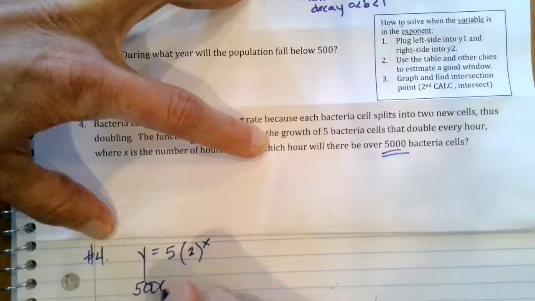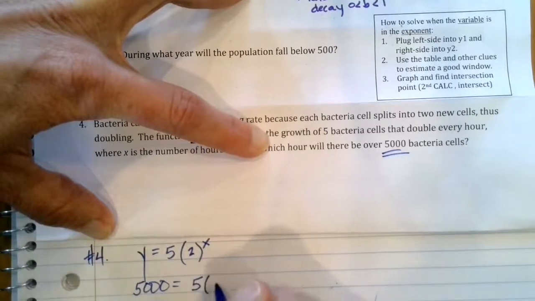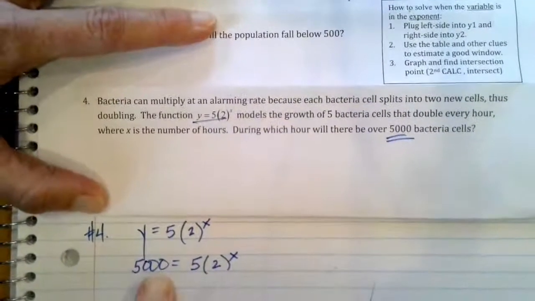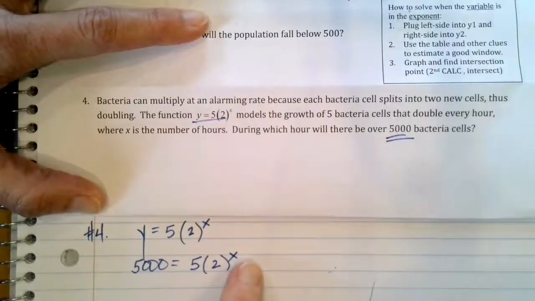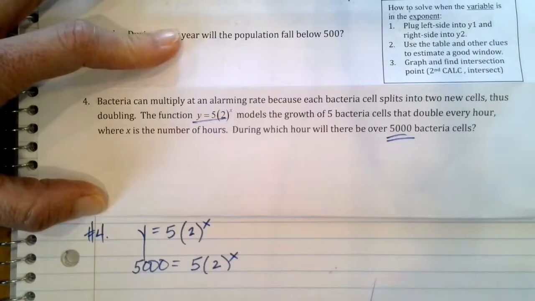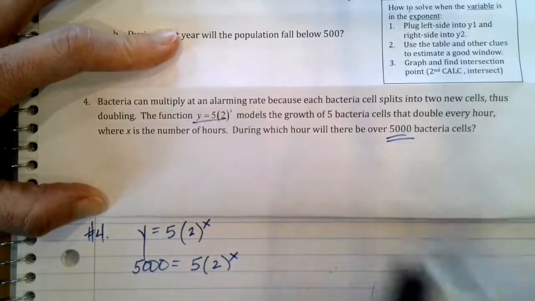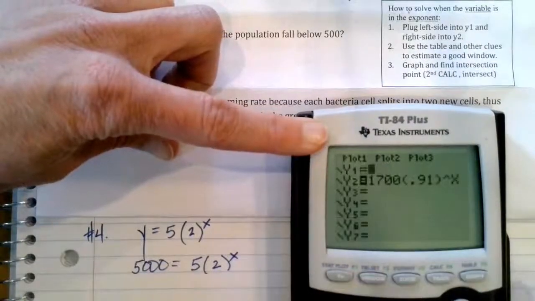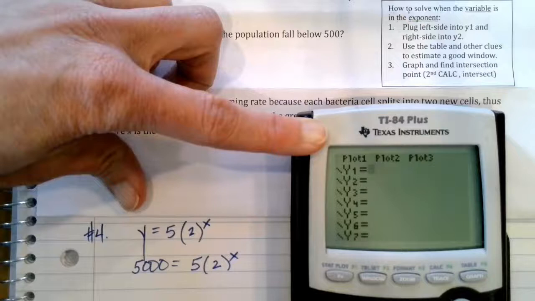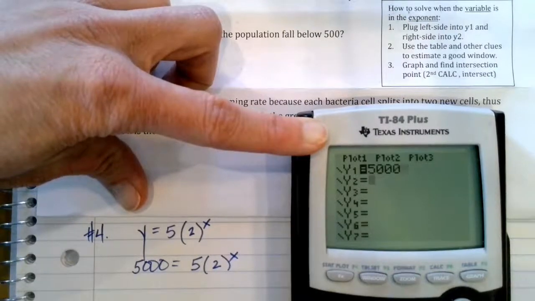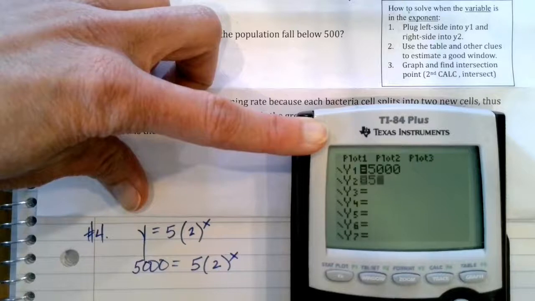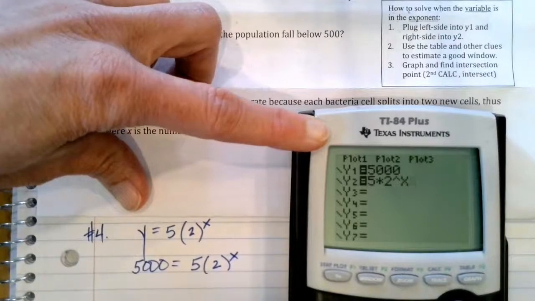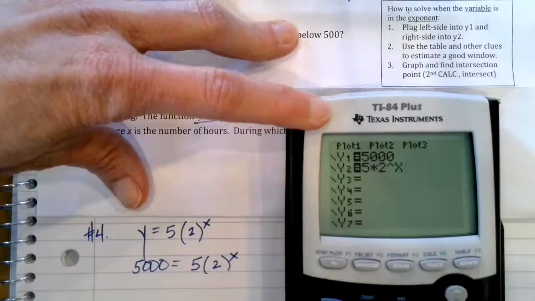That is another situation where I have my output, but I'm looking for and solving for X. So this is definitely tricky. So I'm going to go to my graphing calculator and enter my 2 equations. Remember, we're going to look at the left side and the right side, and that's what's going to help us know. I'm looking for 5,000 bacteria cells, and my equation is 5 times 2 to the X power. So again, I'm going to have to adjust my window.